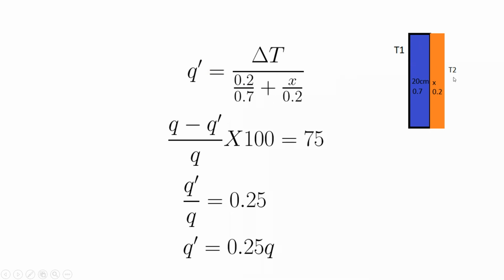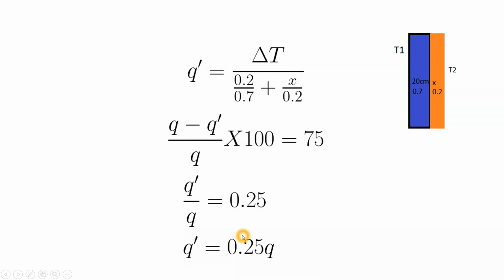So for this we have two resistances, one for the wall and one for the insulation. So delta T upon, 0.2 divided by 0.7 for the wall's L by K, plus for the insulation L by K is X by 0.2. There is no problem with this. And they have given one more thing, heat transfer will reduce by 75%. So this is the initial heat transfer and this is the final heat transfer, so it will be Q minus Q dash upon Q into 100 is equal to 75%, right? After solving you will see Q dash is equal to 0.25 Q, right?